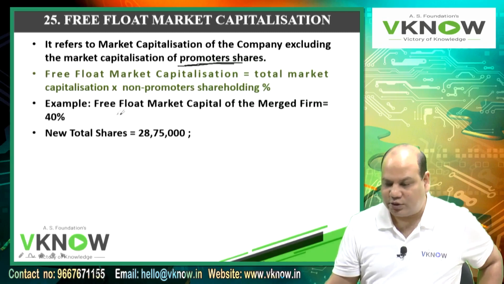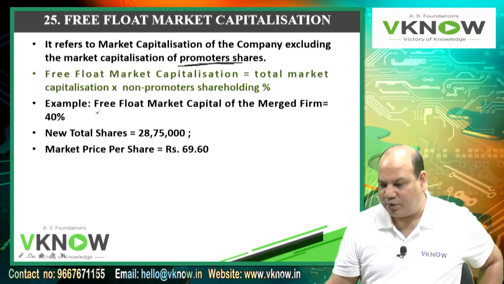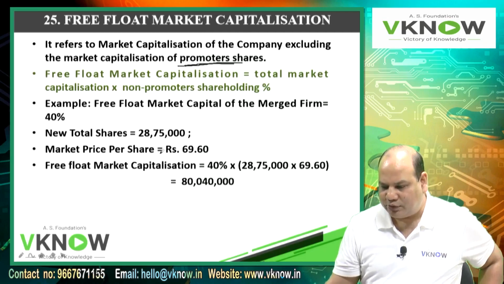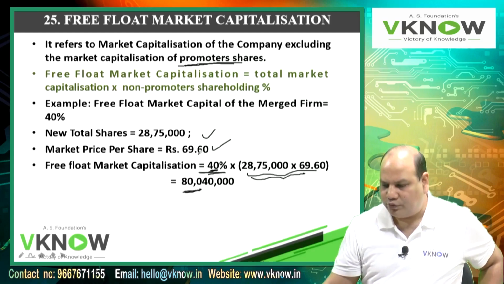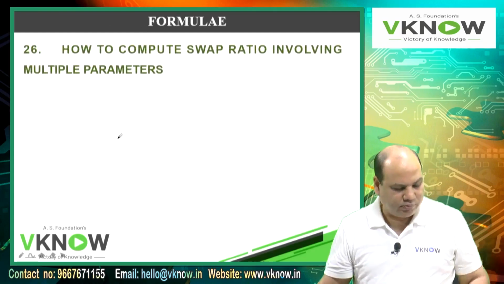One example I'll discuss here. Free float is 40%. Total shares 28,75,000. Market price per share is 69.60. So free float market capitalization will be 40% of total market capitalization, 40% of total share into market price. This gives you total market capitalization, into 40% will give you free float market capitalization.